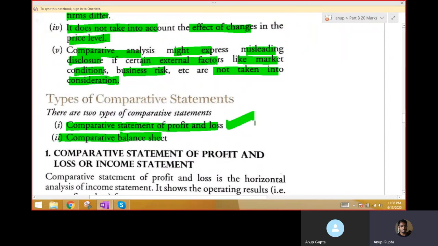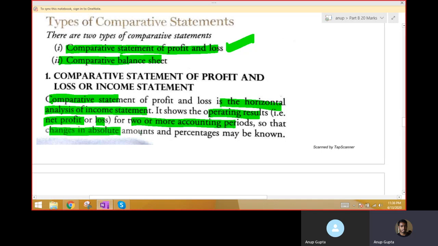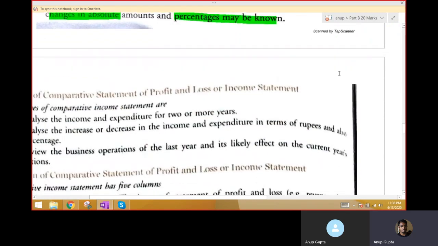So let us start with the comparative statement of profit and loss first. Okay, what is it? A comparative statement of profit and loss is a horizontal analysis of income statement. It shows the operating result, that is the net profit or loss, of two or more accounting periods, so that the absolute changes of the amount and the percentage may be known. So if there will be two columns of say previous year and current year amount, we'll compare both and see how much they are changing and the percentage change. So we'll see that in the comparative statement of profit and loss.